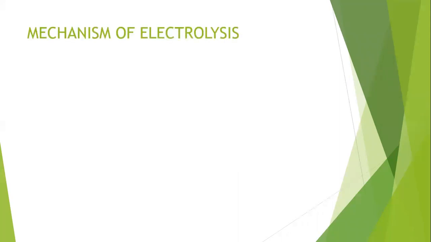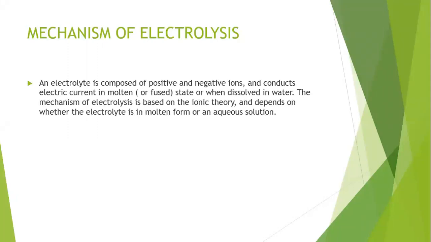So, the mechanism of electrolysis. What is the mechanism involved in electrolysis? Now, an electrolyte is composed of positive and negative ions and conducts electric current in molten or fused states or when dissolved in water. Generally, when we talk about electrolytes, we are making reference to substances in liquid form or in molten form which have that tendency of conducting electricity. We call those substances electrolytes. For example, a solution of salt has a high tendency of conducting electricity.